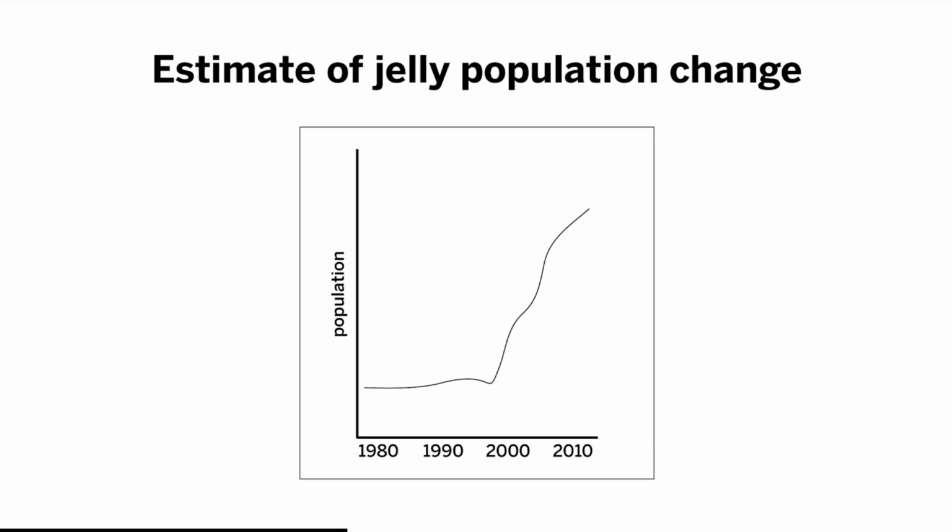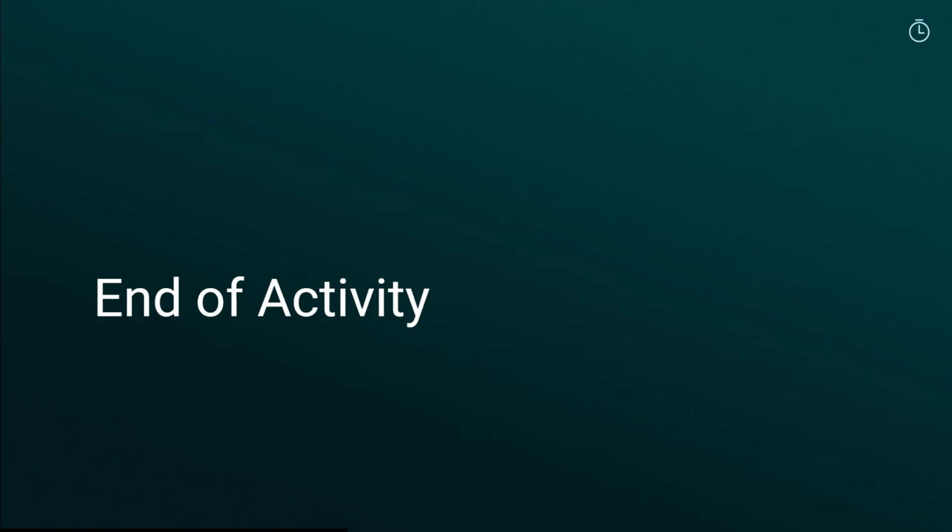Now that we know more about how the jelly population size changed, you will make a model to show your thinking about how births compared to deaths in the moon jelly population when it was stable and when it was increasing. End of activity.